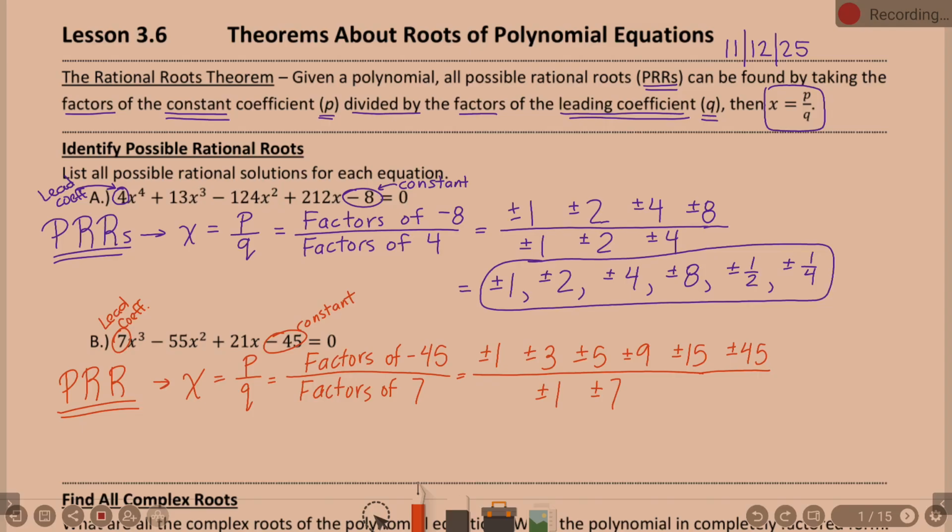Okay. As much as I'd love to say, let's just leave this as an answer, we need to be official here. So go through and write out your options. I'm going to start like I did last time, by putting everything over 1. So 1 over 1, 3 over 1, 5 over 1, 9 over 1, 15 over 1, and 45 over 1. And keep going. Now put everything over 7. Keep going.